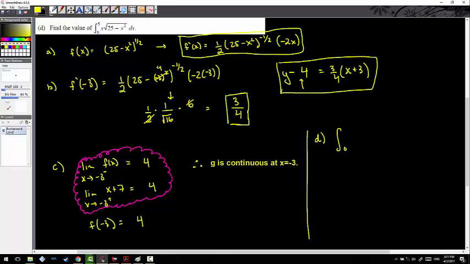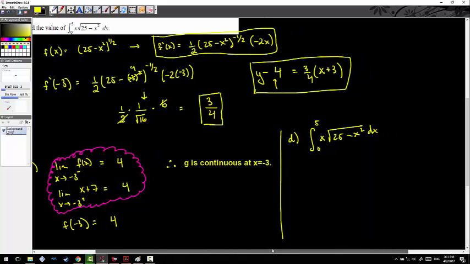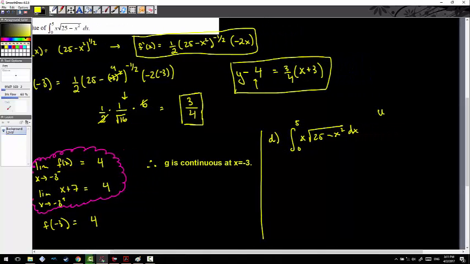I'm going to integrate from 0 to 5 x rad 25 minus x squared dx. Alright, so let's u sub this thing. I'm going to let u equal 25 minus x squared. du is going to be negative 2x dx. In other words, negative 1/2 du is equal to x dx. Now again, why am I u subbing this one again? It's because I see a function and I see that function's derivative.